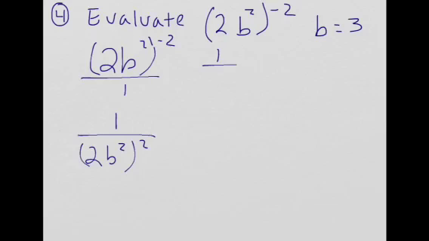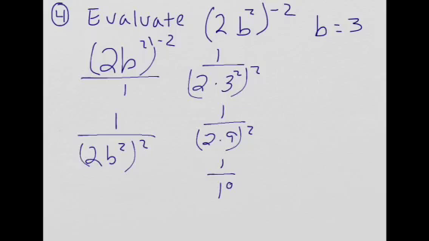So we're going to do 1 over 2 times 3 squared, and then we're going to square that. So it's going to be 1 over 2 times 9, and then it's going to be 1 over 18 squared, and so it's going to be 1 over 324.